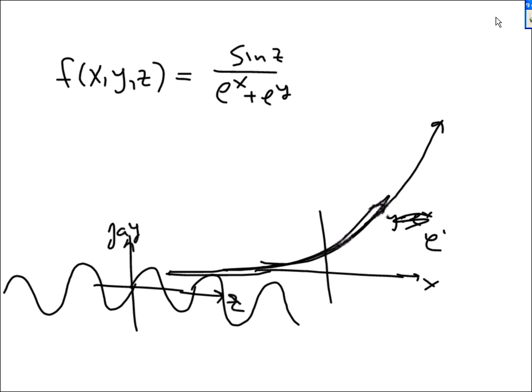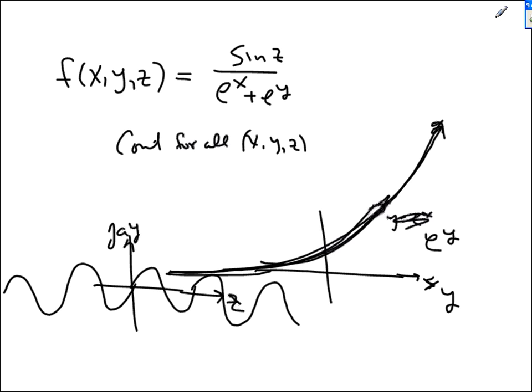If you have e to the y, let the horizontal axis be y. Then it's continuous, where y goes from negative infinity to positive infinity. The answer is it's continuous for all x, y, z's, for all points. It's continuous for any triple, 7, 2, 1, for any three numbers separated by commas.